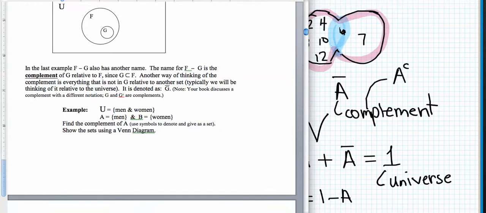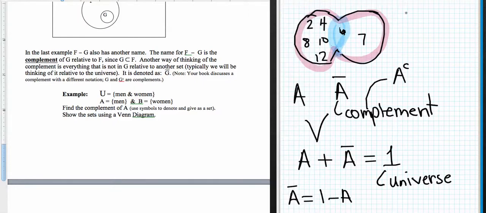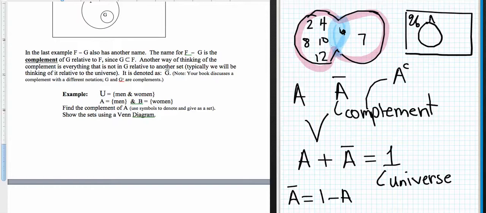And then looking at this example, we have a universe of men and women, and A and B being two different sets, with A being the set of men and B being the set of women. If we were to do this as a Venn diagram, this would be our universe, right? And that would be basically people, the human race. And then we have the set A here, which represents our men, and we have the set B, which represents our women over here. And that would be two mutually exclusive sets.